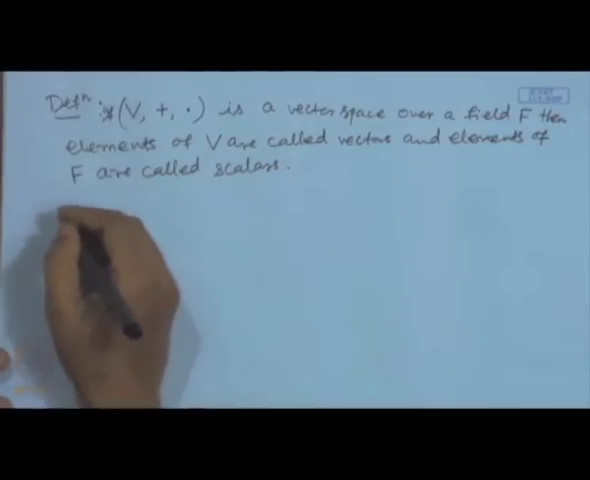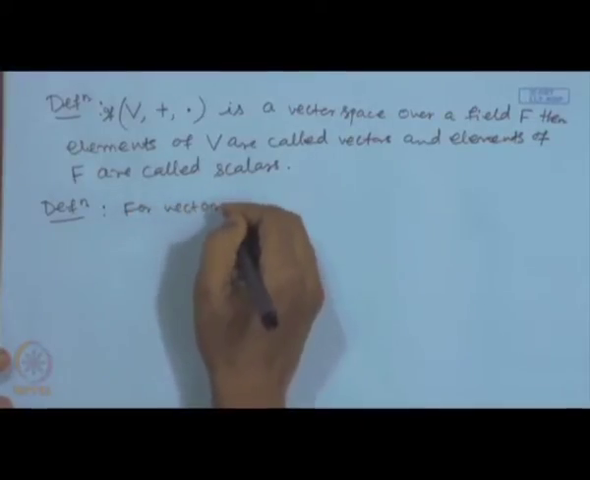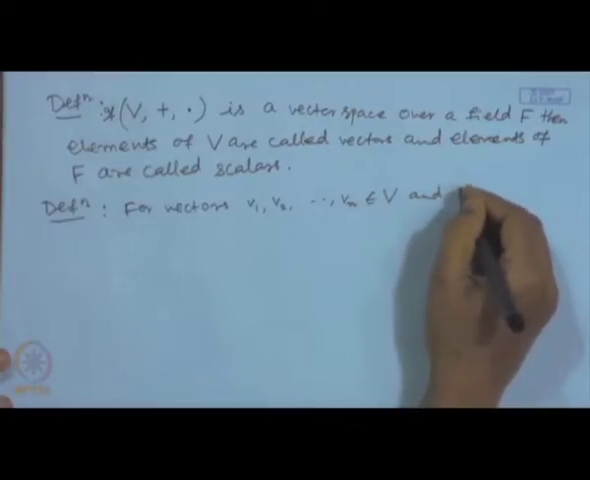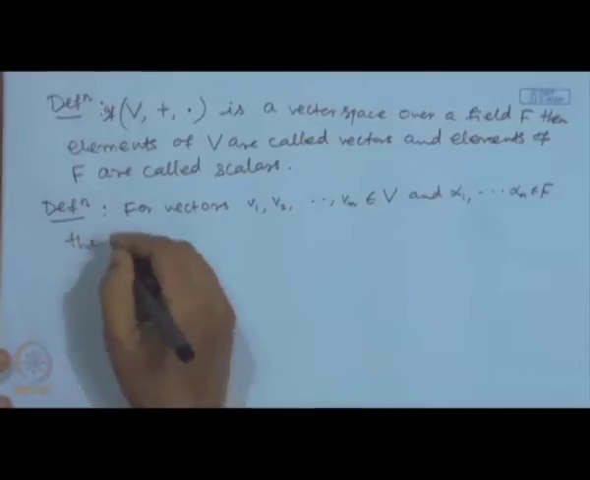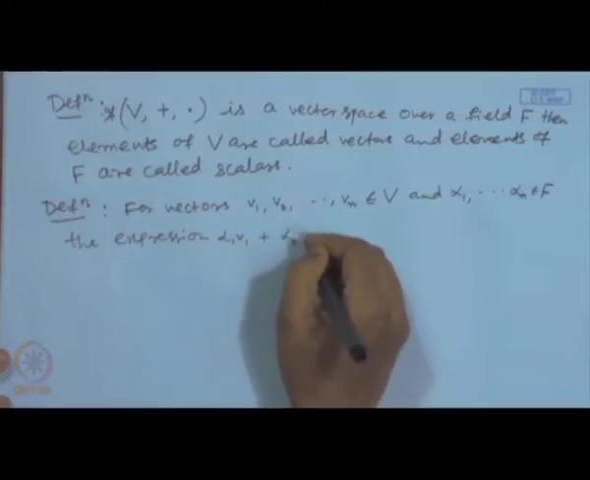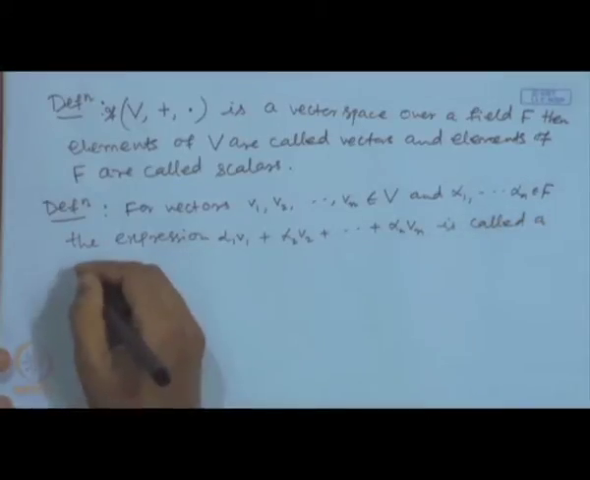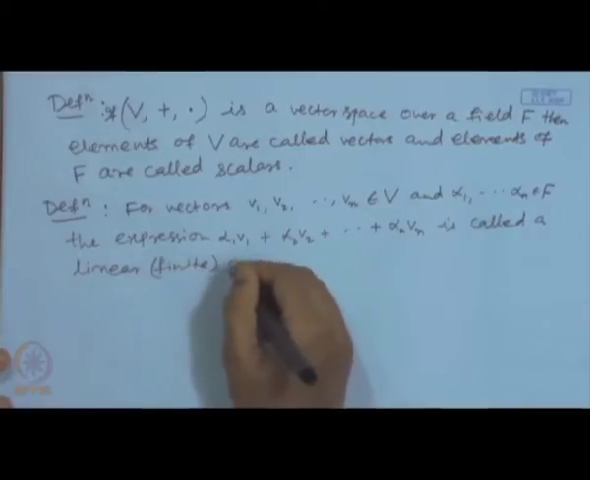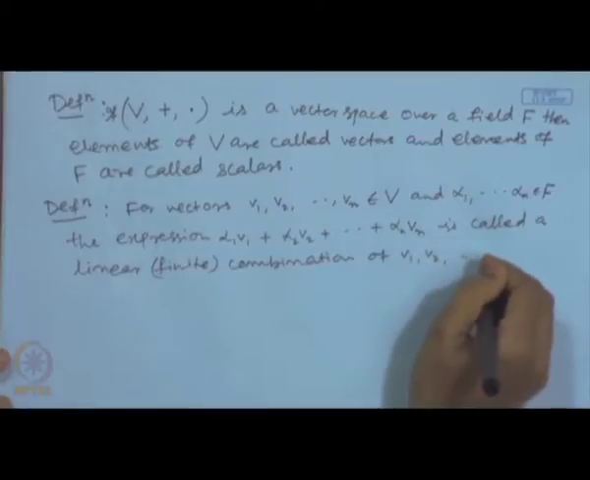So, we will also have linear combination of vectors. For vectors v1, v2, ..., vn in V and alpha 1, alpha 2 to alpha n in F, the expression alpha 1 v1 plus alpha 2 v2 plus ... plus alpha n vn is called a linear combination. Of course, this may also be said as a finite linear combination of v1, v2 to vn.